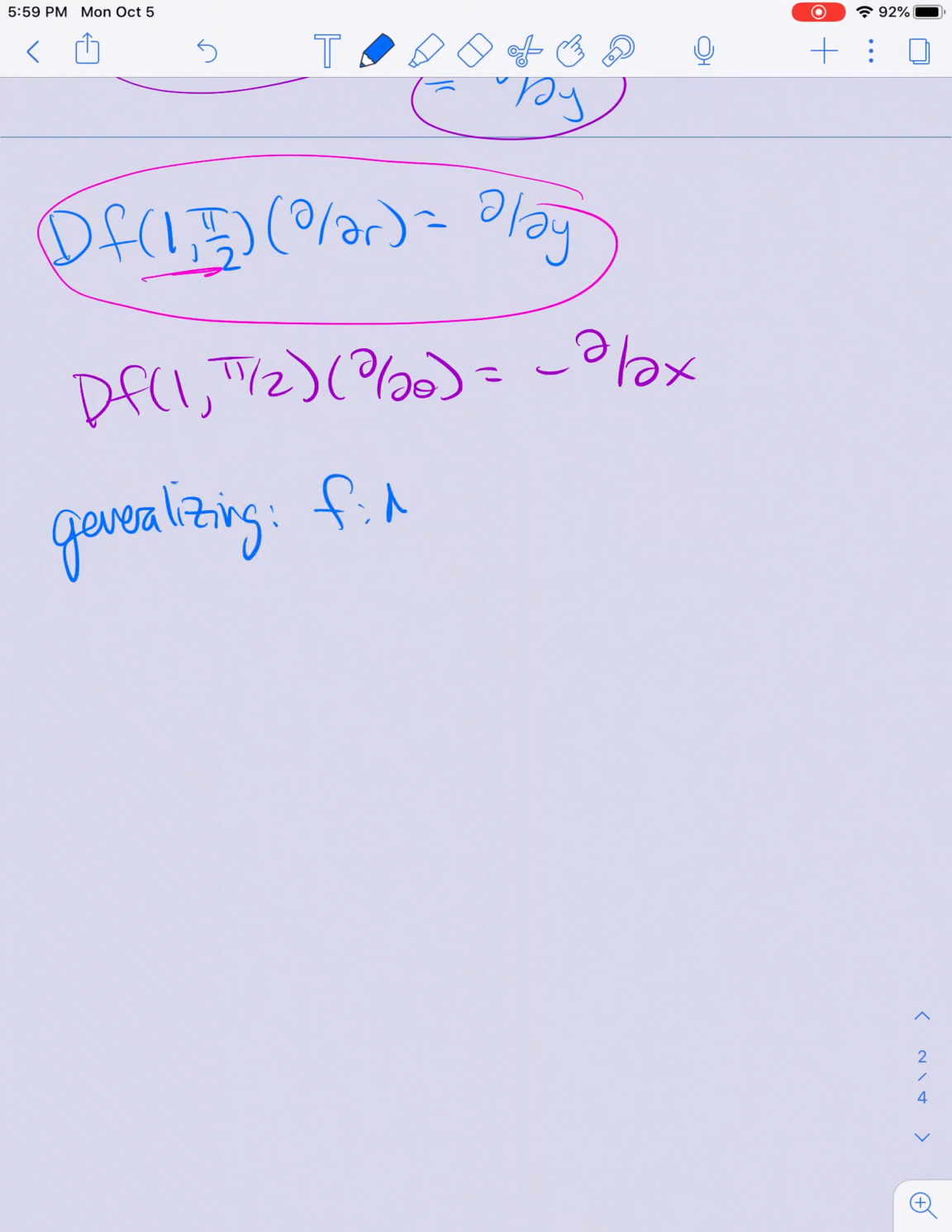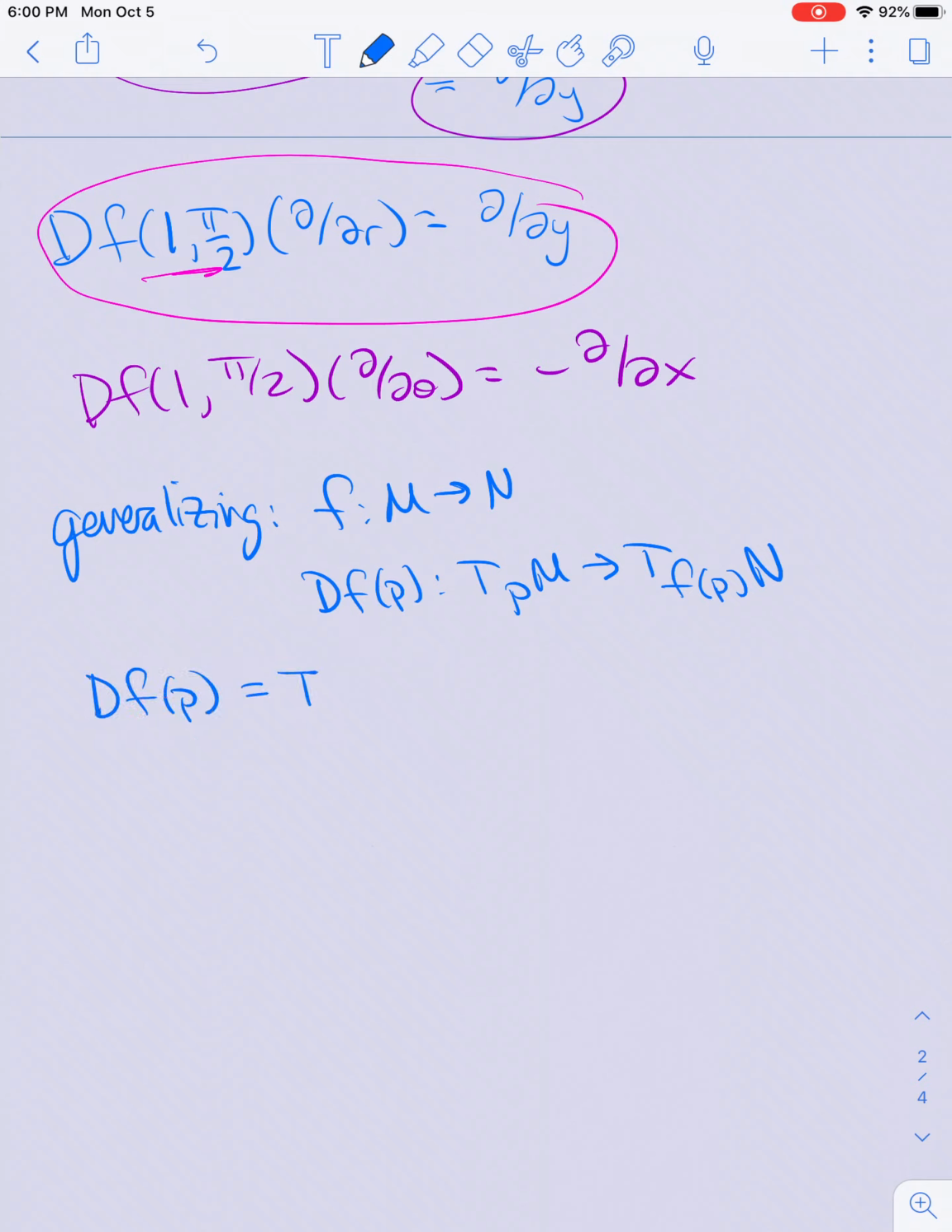So if F is a map from one manifold M to a manifold N, then the derivative of F at P goes from the tangent space at P to M to the tangent space at F of P to N. And there's also some other notations that we use for dfp. We sometimes use df at P. We use T sub P of F. We'll also use D at P of F. And the one that I commonly use is F sub star, which we call F push forward.